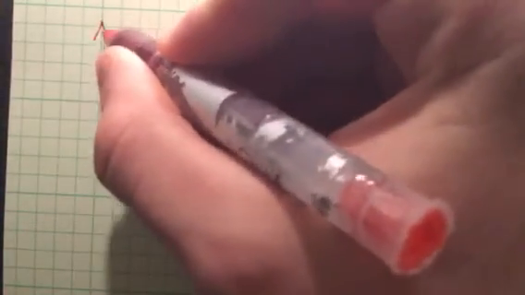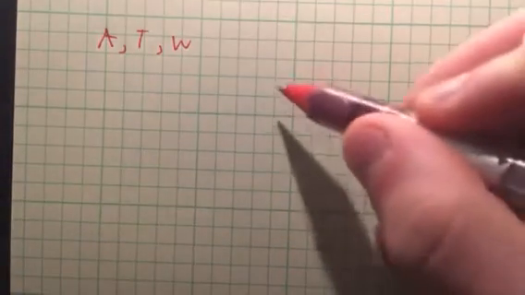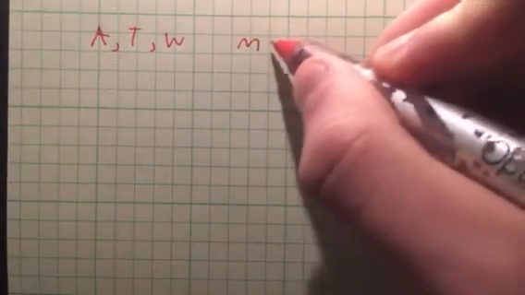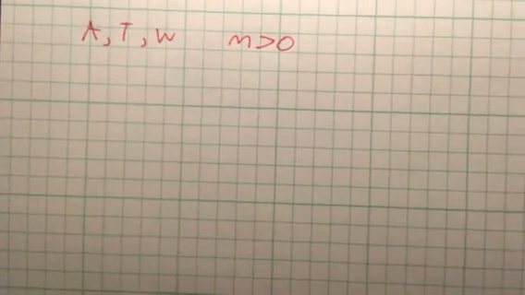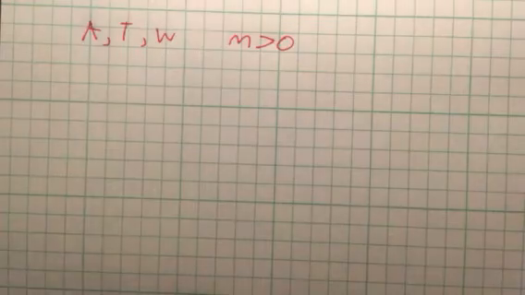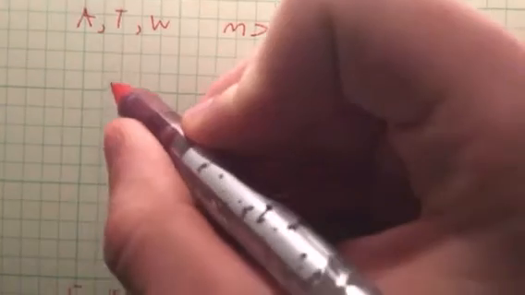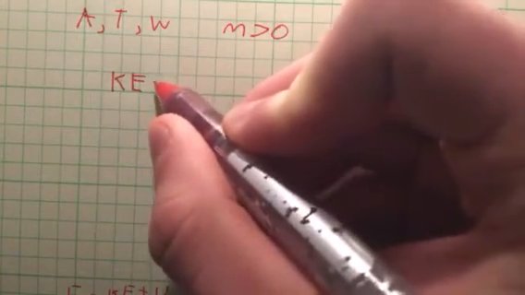And part B wants us to find out what happens to the amplitude, the period, and omega, the angular frequency, I believe it is. What happens to those if you add a mass? And we're going to assume that this mass is greater than 0, because that's typically how mass operates. So it's a greater than 0 mass. So we first want to find out what happens with A. So we just solved for our kinetic energy, which is going to be really useful for this portion of the problem.